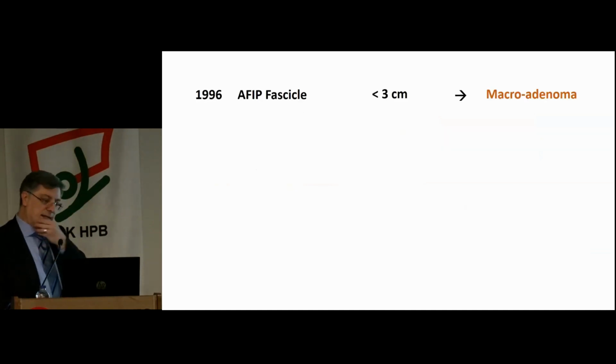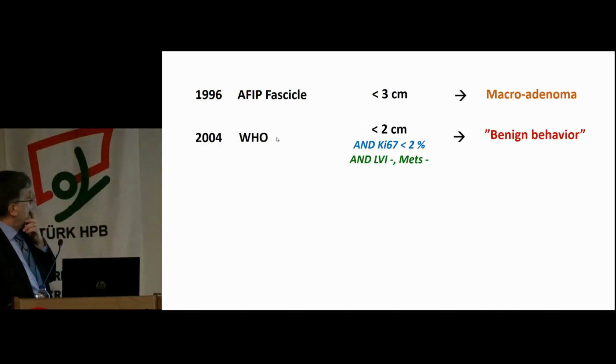So the story of PanNET has gone through a lot of reiterations, and it goes to show you from where we started. In 1996, neuroendocrine tumors that were less than 3 centimeters were all called macroadenoma. Perfect, benign, no problem. Of course, data immediately started to come with longer follow-up that they are no adenomas. They kill, especially above 3 centimeters.